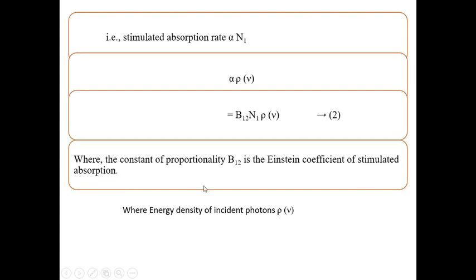Next, energy density of the photons means more number of photons exist in unit volume. That is called the energy density of the photons.